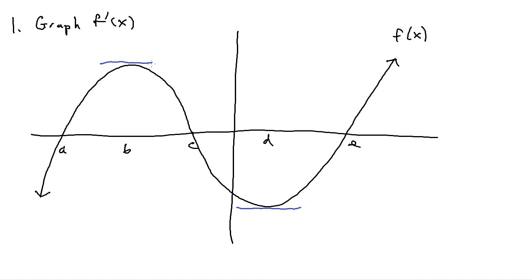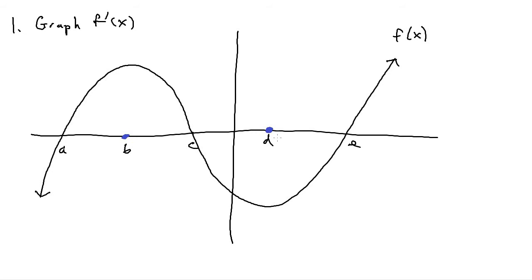Since derivative is the slope, and the slope is 0 at those points, then the derivative will also equal 0 at those points. So at point B, I'll put right there, and at point D. Since the slope is 0, the y value of the derivative will be 0.